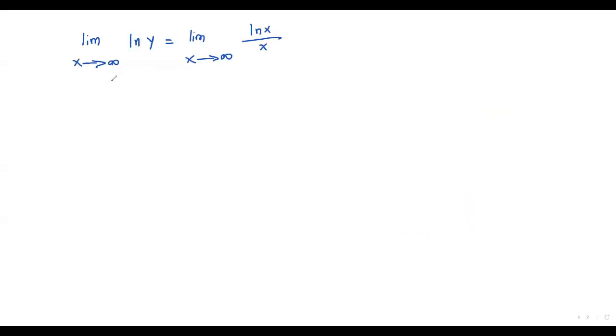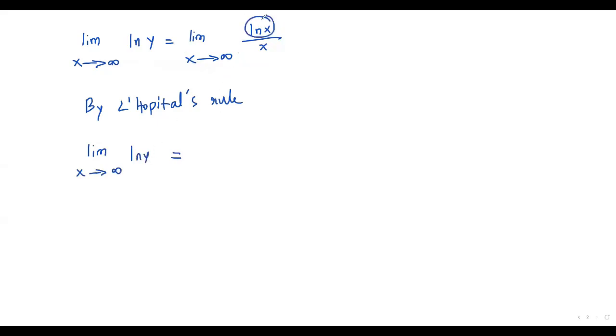This is the step we had on the previous page before we applied the limit. Now I'm going to use L'Hopital's rule in this step. So by L'Hopital's rule, I should not touch the stuff on the left side. I have to write the stuff on the left side as it is, that is limit x extends to infinity ln(y). Only in the stuff on the right side, I have to use L'Hopital's rule.